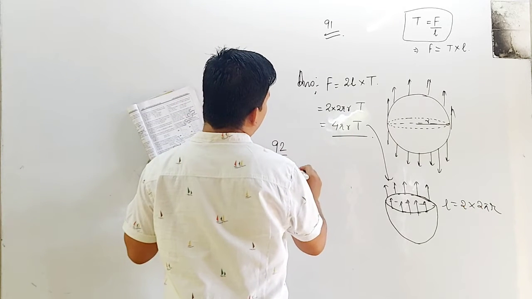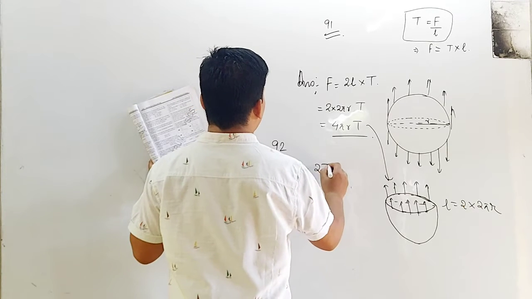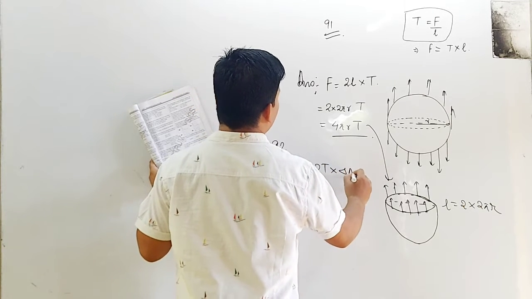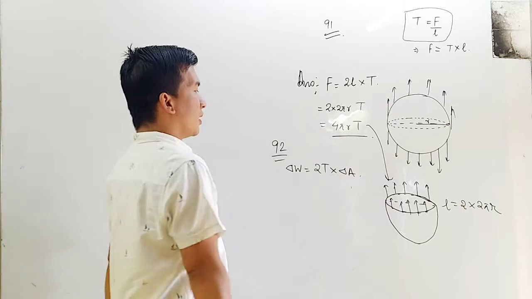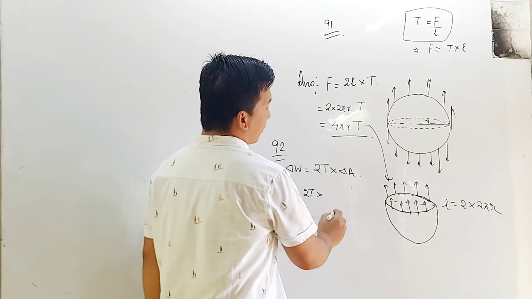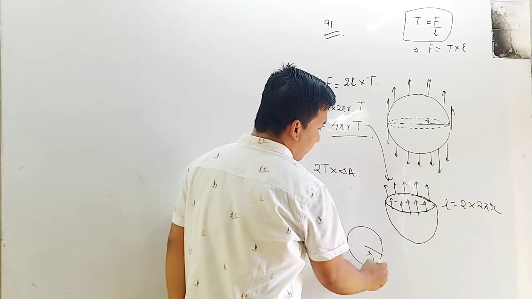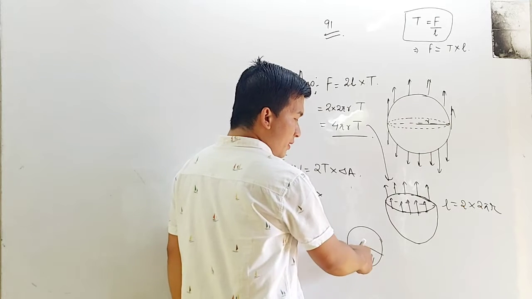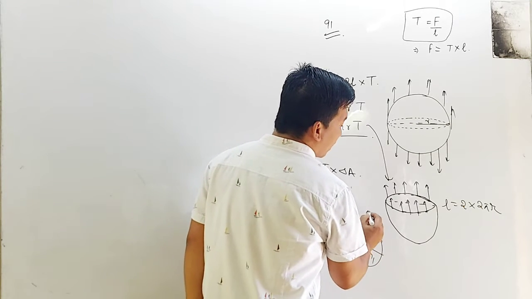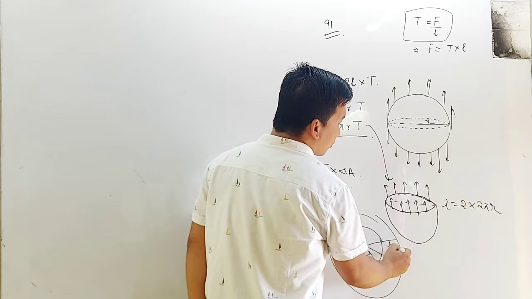So work done will be equal to 2T into the change in the area. You apply this and you will get your answer. Remember, this is 2T into what about the area? Area will be, this is R1. This bubble, I am taking R1 as my radius. Now it is enlarged. How much radius, R2.